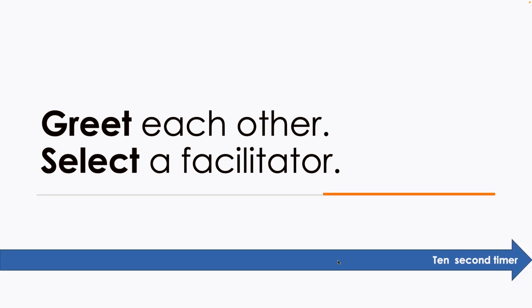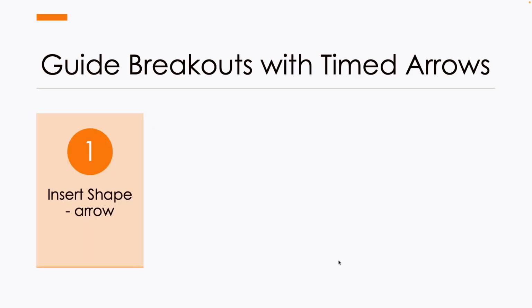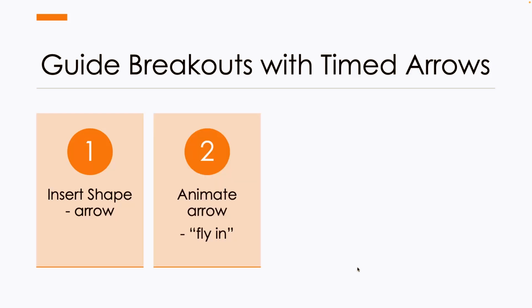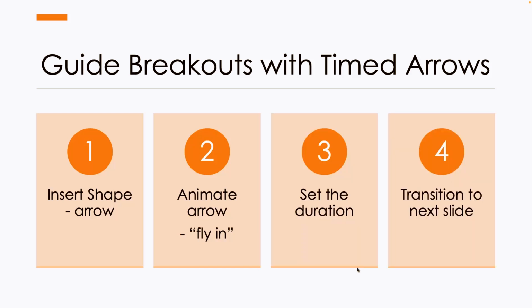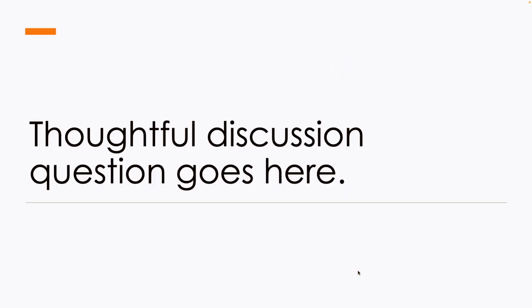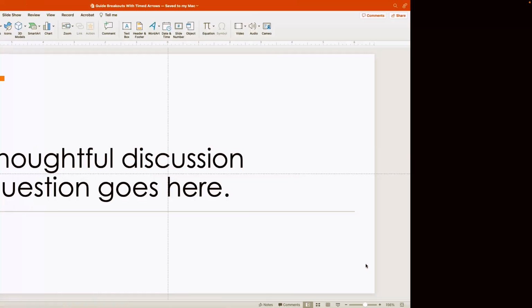So we're going to have 4 steps to do this. We're going to start by inserting a shape, and then we're going to animate that shape with the fly-in animation. We're going to set the duration for the animation, and then finally, we'll transition to the next slide. So let me go ahead and show you those steps.